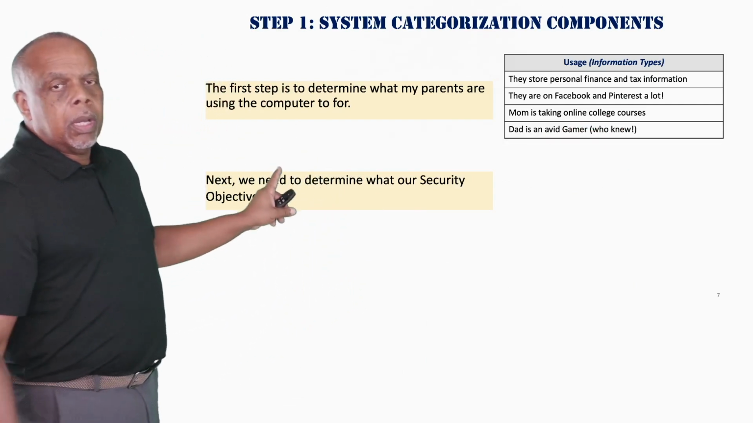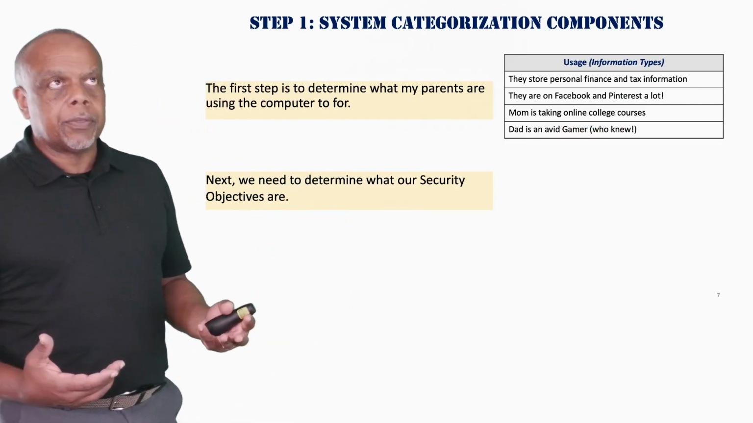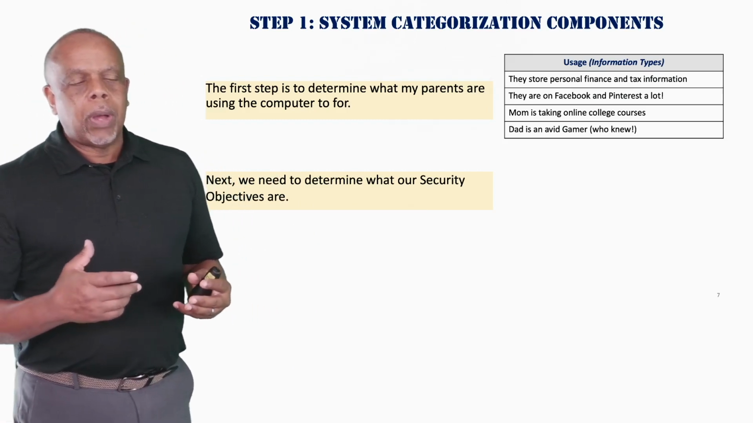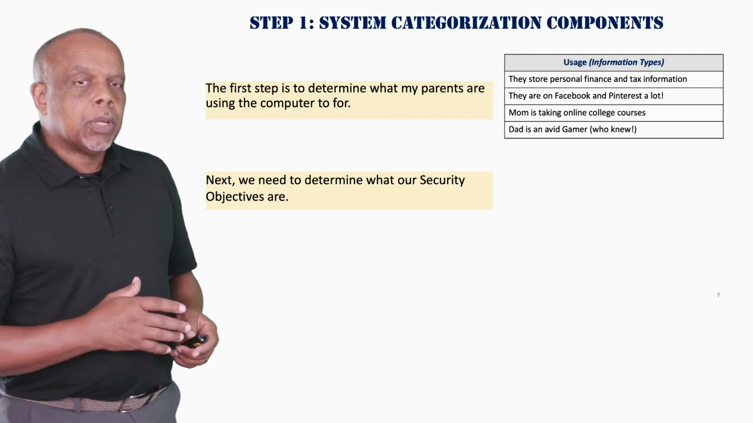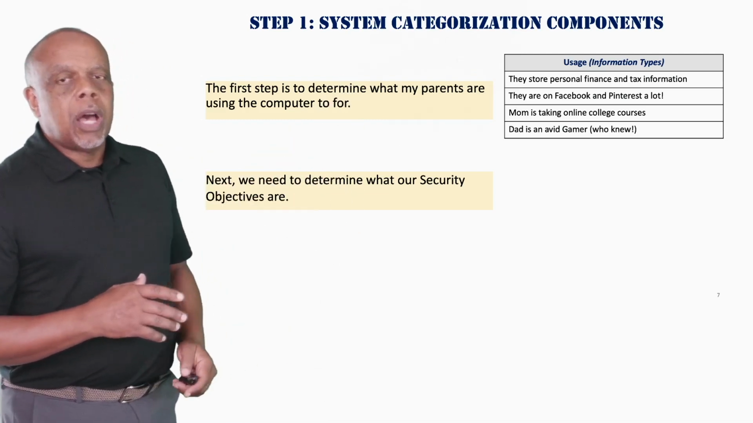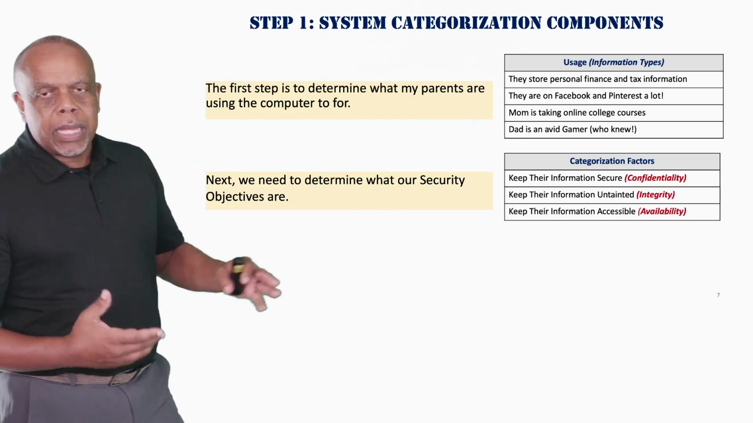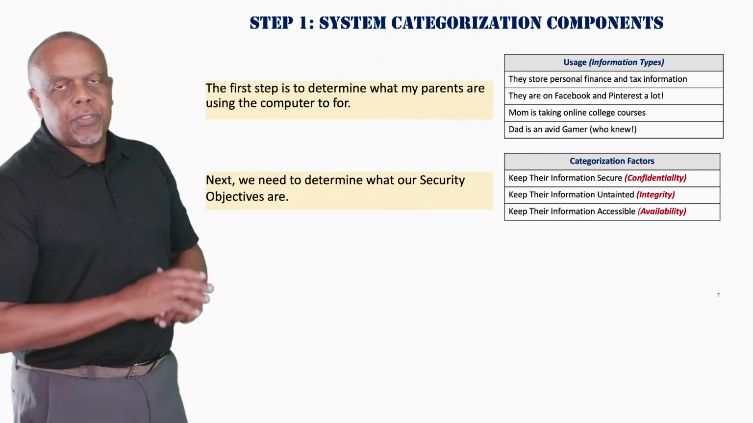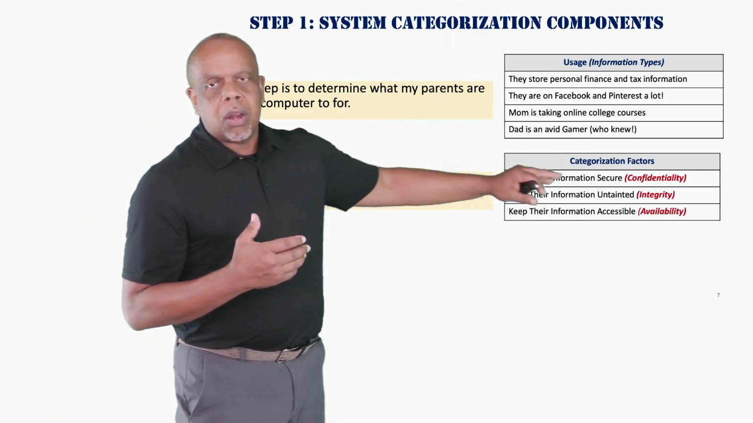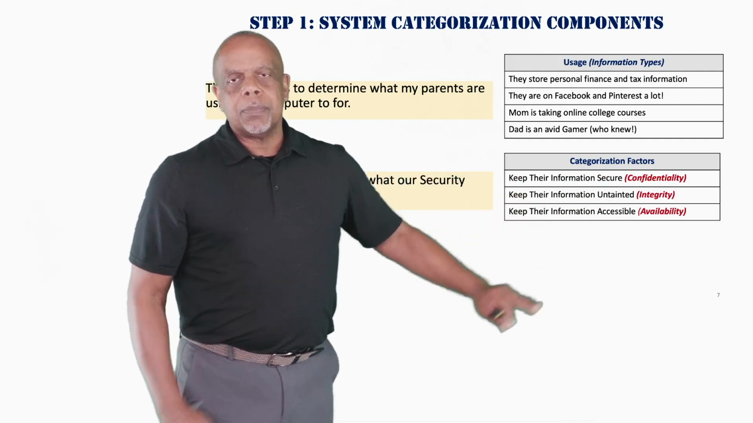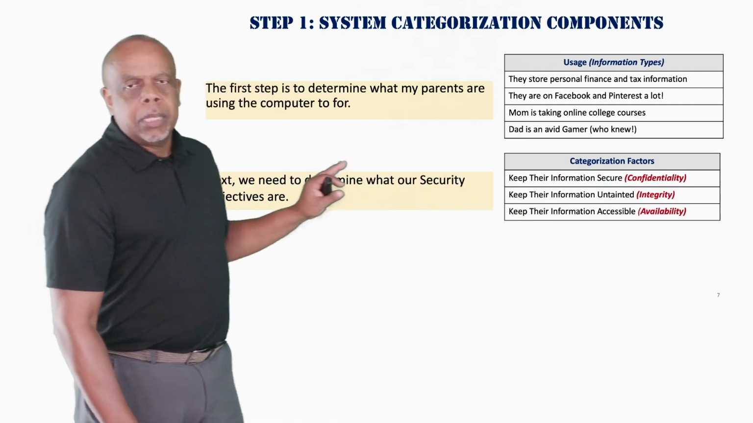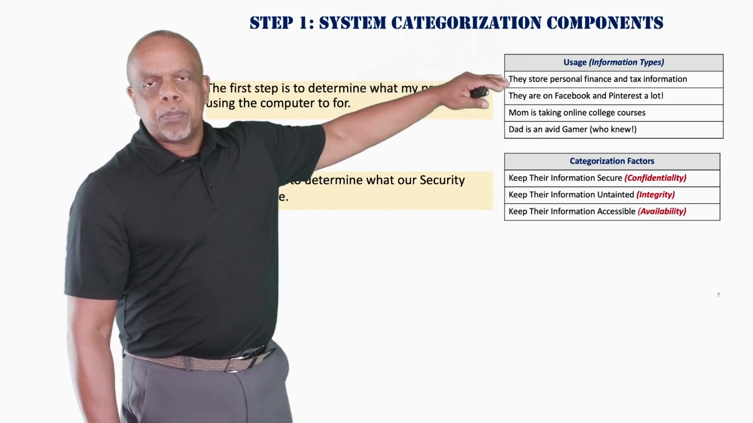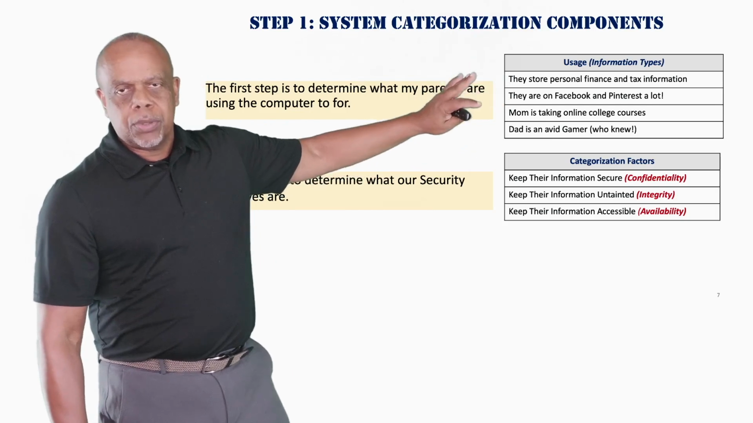Next, we need to determine what our security objectives are. What are we trying to do? When we say security objectives, how are we trying to protect this computer and the information on it that my parents get? So I develop some categorization factors. The categorization factors that I developed are confidentiality, integrity, and availability. With confidentiality, I want to keep their information secure. For instance, I want to be sure that their tax records and personal finance are kept secure. So I need some ways to do that with their system.